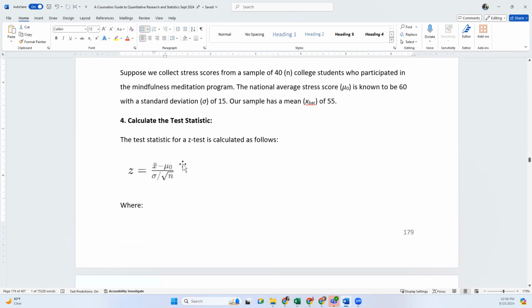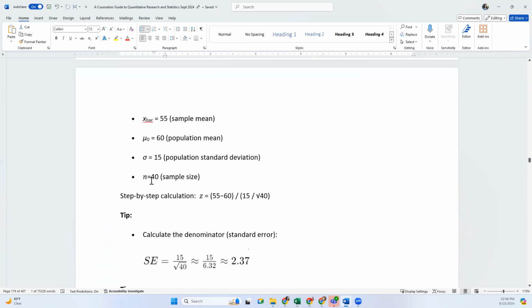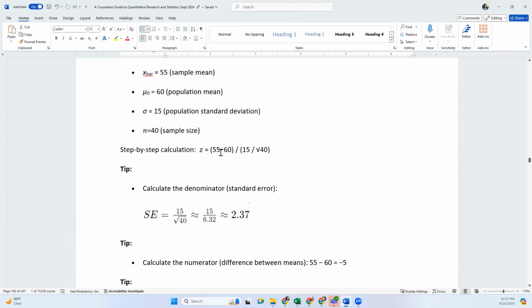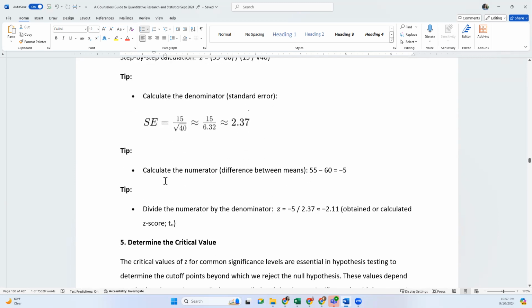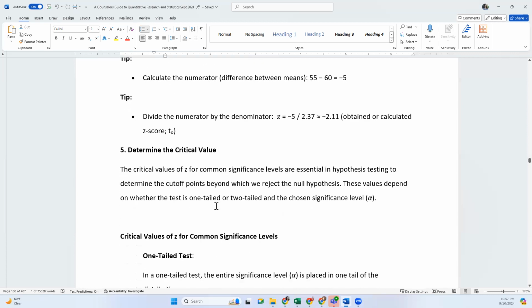So we use this formula, which should look familiar, it's just written a little differently. Calculate this out. So our Z equals 55 minus 60 divided by 15 divided by the square root of 40. So this talks about how I calculate that. Here's how I'm going to calculate the numerator. Here's how I'm going to calculate the denominator. Put them together and get an answer of negative 2.11.